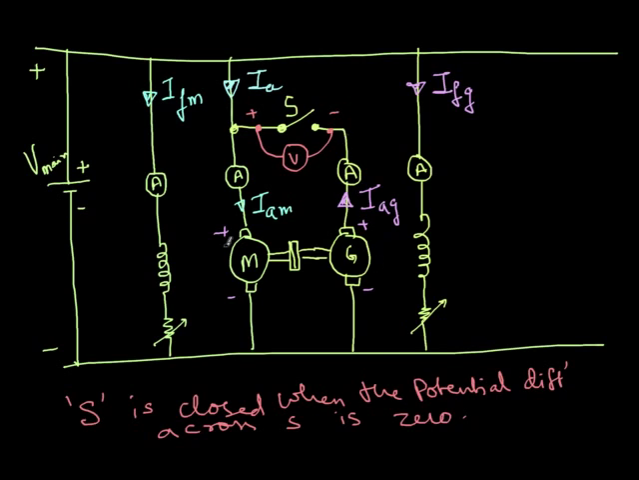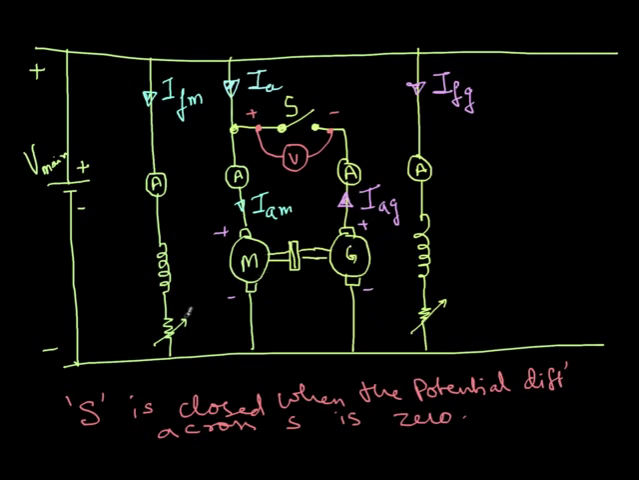Now, there is no potential difference, so the current in this loop is also 0. IAG will still be 0 even if I close the switch, because I am just generating the same voltage. Now how to increase IAG? There are two options. Either I can increase the speed, or I can decrease this resistance and increase the field current. So I have two options for generating more voltage here.